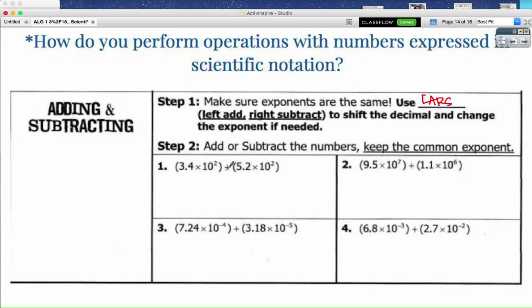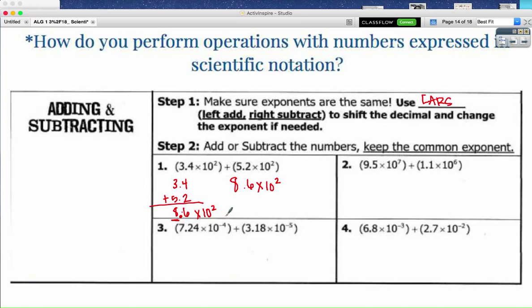So in our first example here, 10 to the second, 10 to the second, those are exactly the same. So really we just add 3.4 plus 5.2, and that gives us 8.6 times 10 to the second power. And that would be our answer because they already matched. The important thing here is that we also check the number out front. There's still only one digit to the left of the decimal, so this is proper scientific notation form. So the final answer is 8.6 times 10 to the second power.